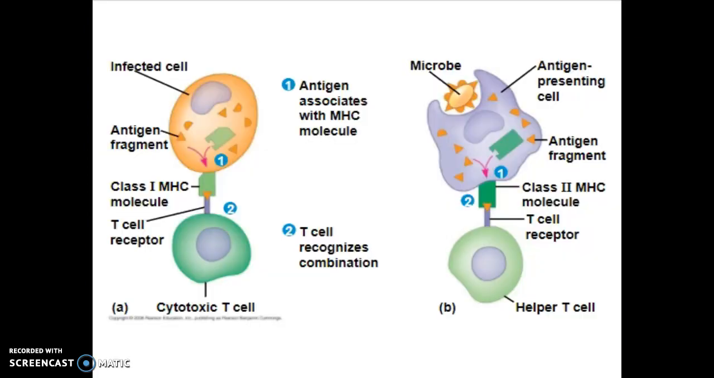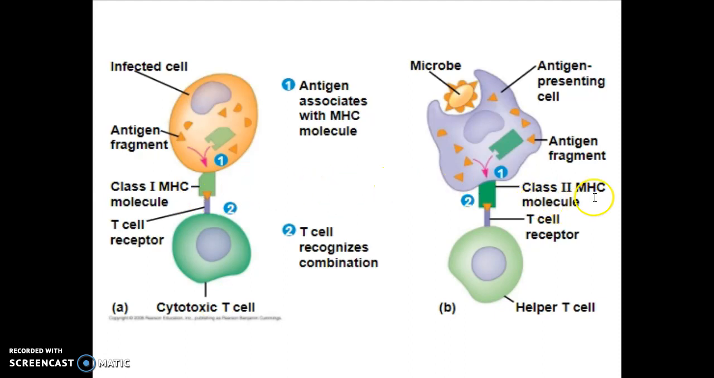Here's a picture of that. So here's our cytotoxic T cell. It recognizes the class 1 MHC that's being presented. So this cell's been infected. In the cytoplasm, the antigen fragment, so the piece of the pathogen, is going to activate this class 1 MHC molecule that's then going to be expressed on the membrane of the cell. When that's expressed, a cytotoxic T cell says, hey, I know you, and I'm going to do something about it.